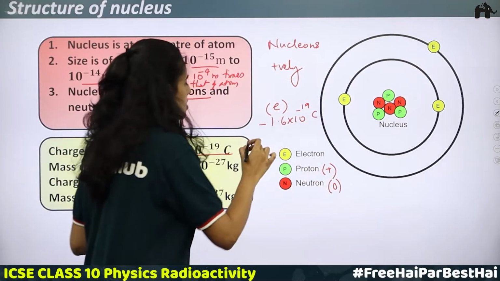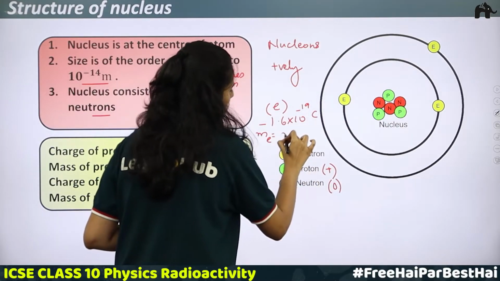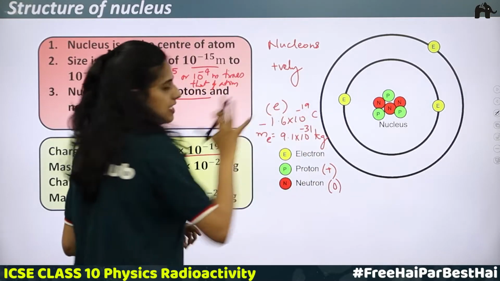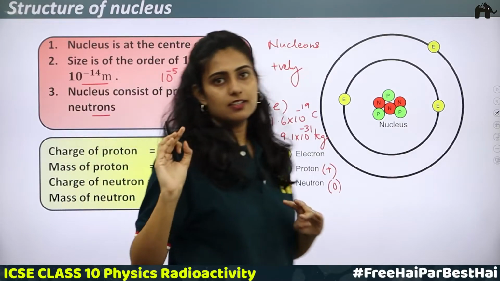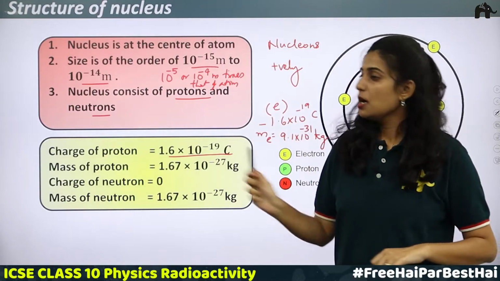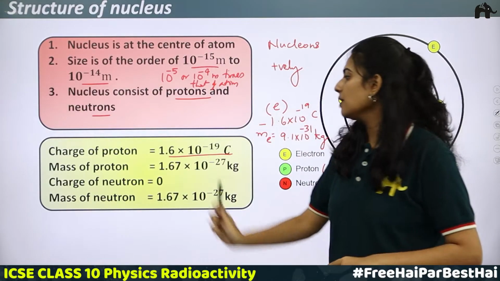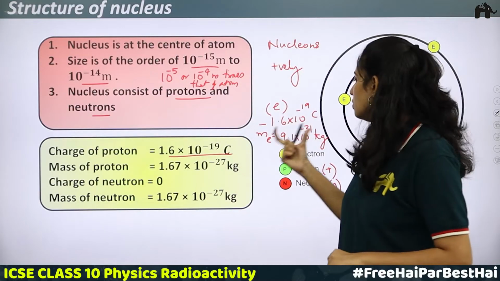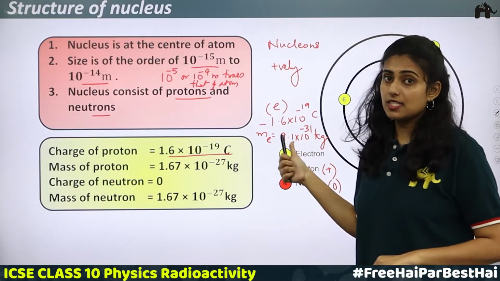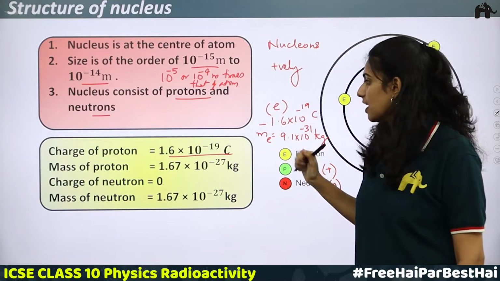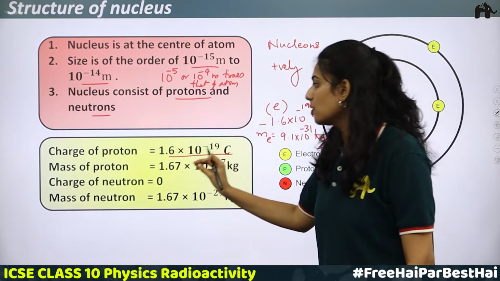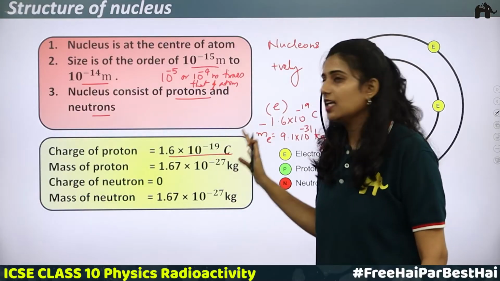Then you need the mass of electron. Mass of electron is equal to 9.1 into 10 raised to minus 31 kilogram. So just remember these values. You can compare and study. The charge of proton and electron are the same with different signs. Mass of proton and mass of neutron are the same. Charge of neutron is 0. And then you have only one thing to study, which is the mass of electron, 9.1 into 10 raised to minus 31 kilograms. Now you have to remember one thing. When you take an atom, the number of protons will define its position in the periodic table.